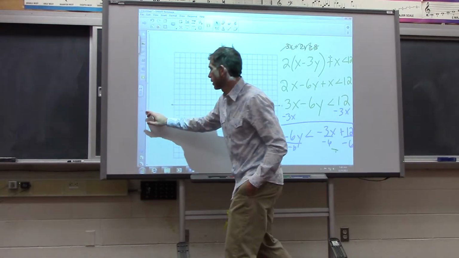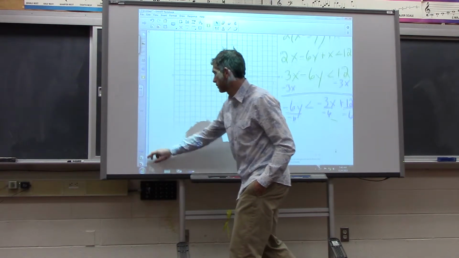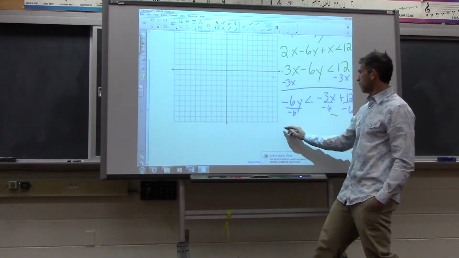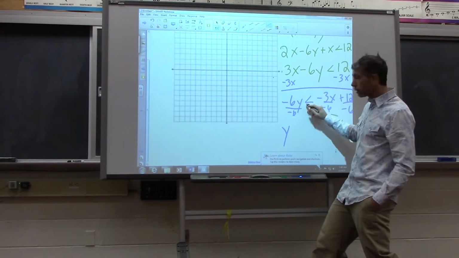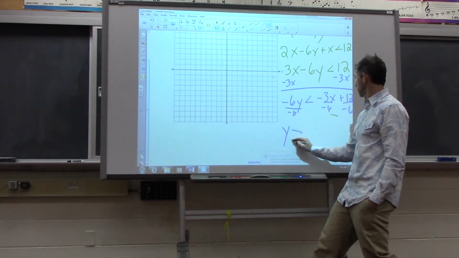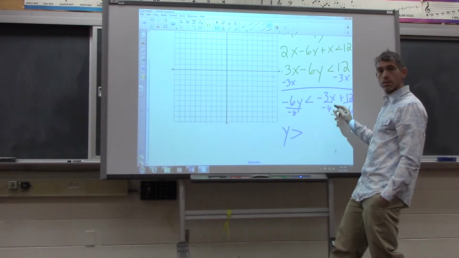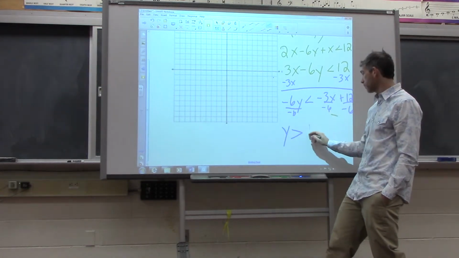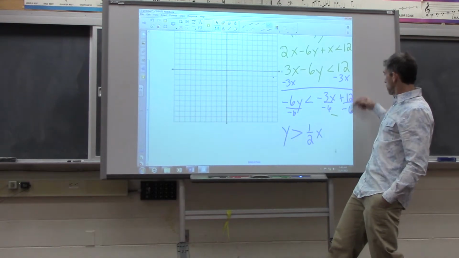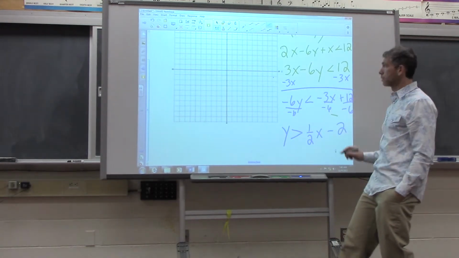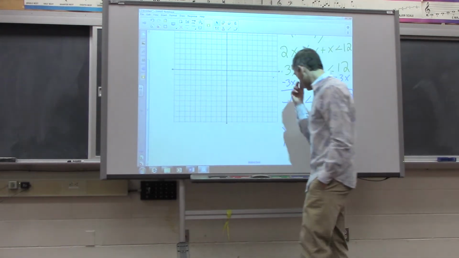Okay, and we're going to get y, flip the symbol, because I divided by a negative. Okay, -3 divided by -6 is the same as +1/2. And over here, -2. Again, I'm going to graph it.